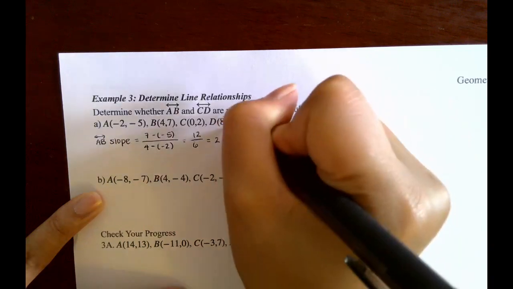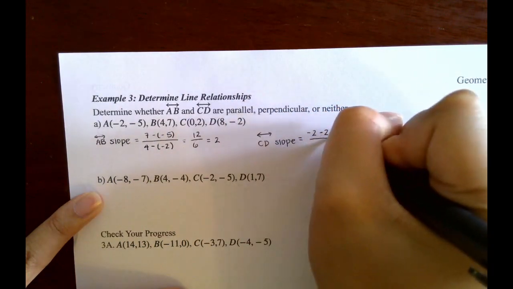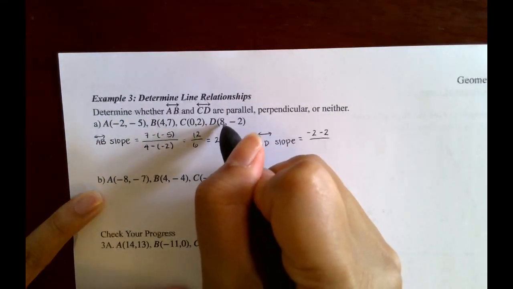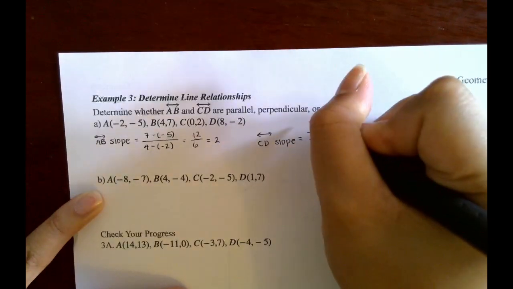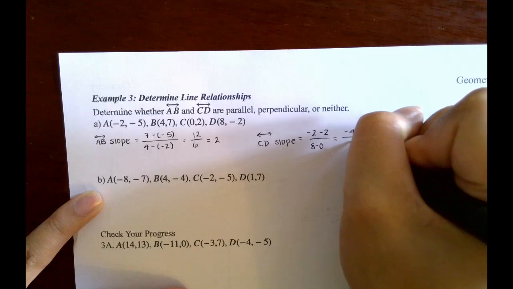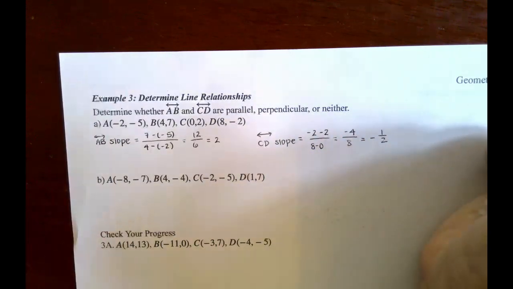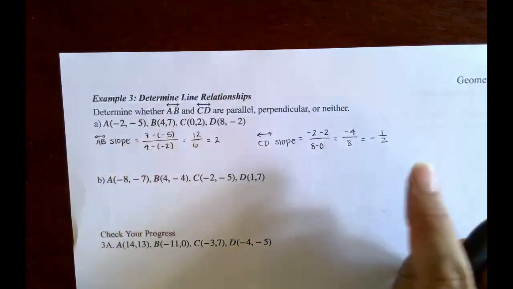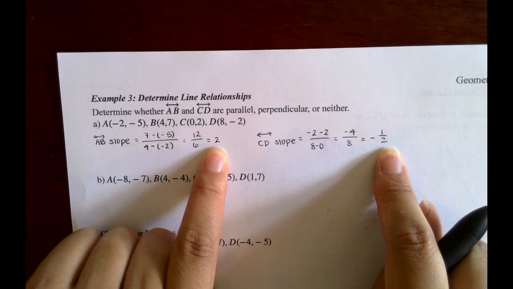Okay, so same thing, y2 minus y1, so -2 minus 2, and then x2 minus x1, so 8 minus 0. Negative 2 minus 2 is negative 4. 8 minus 0 is 8. Simplify that. That becomes negative 1/2. And so here, what you can see, the slope is not the same. So that means it's not parallel.